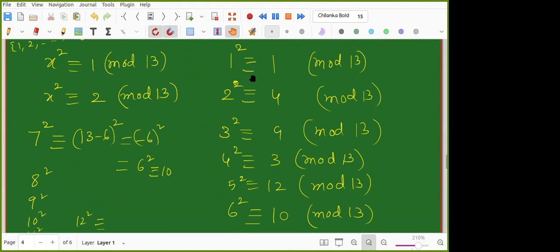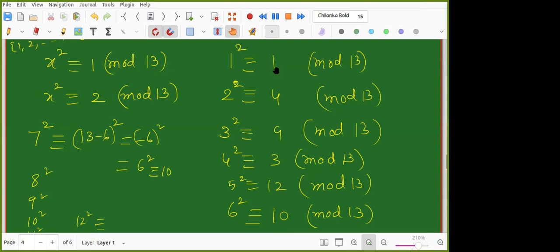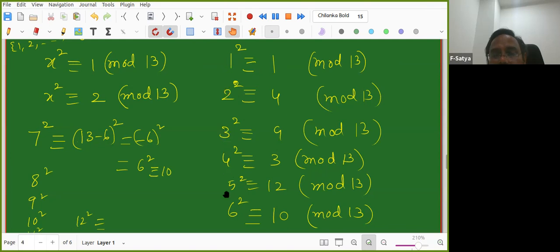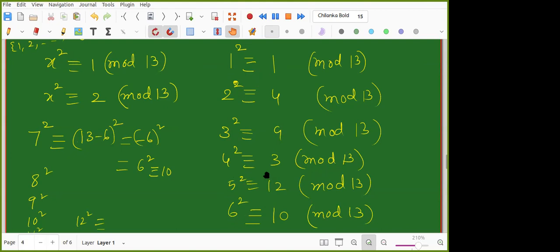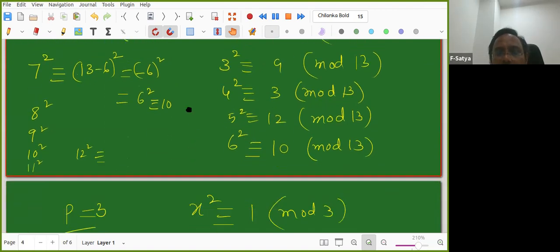1 square, 2 square, 3 square, 4 square, 5 square: the numbers we get here are automatically quadratic residues. How many are there? Up to what extent am I going? 1, 2, up to (p minus 1) by 2. If these are all distinct, then I get exactly (p minus 1) by 2 quadratic residues. So what I want to show is that if I take any two of them, they are distinct modulo 13, and in general, modulo p.